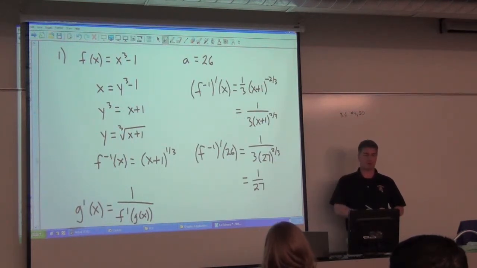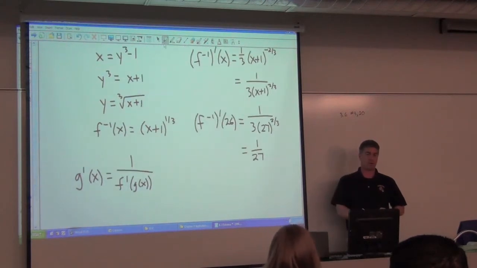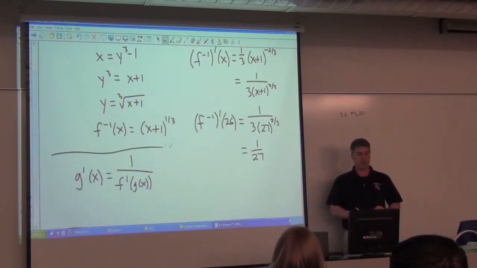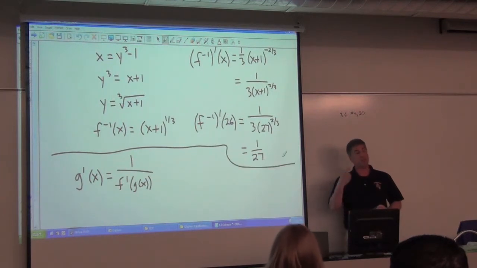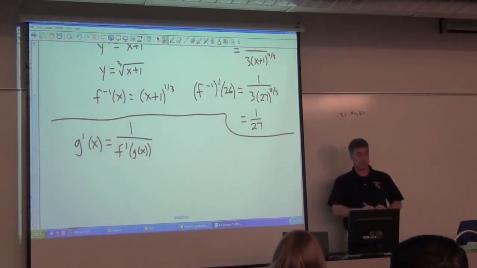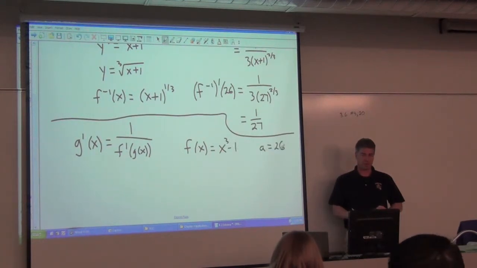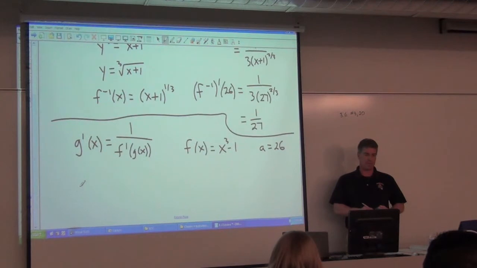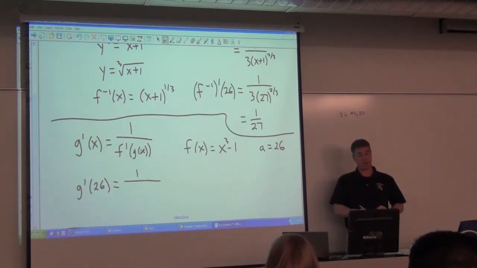Yeah, so I think I just figured out what we're doing wrong on the other ones, thanks to your insight there. So look, if we try to use this formula on this, let's say if we didn't find the inverse, the function was x cubed minus 1. We're trying to figure it out when a is 26. So if we're following this formula, the derivative of the inverse at 26 is going to be 1 over the derivative function at g of 26.